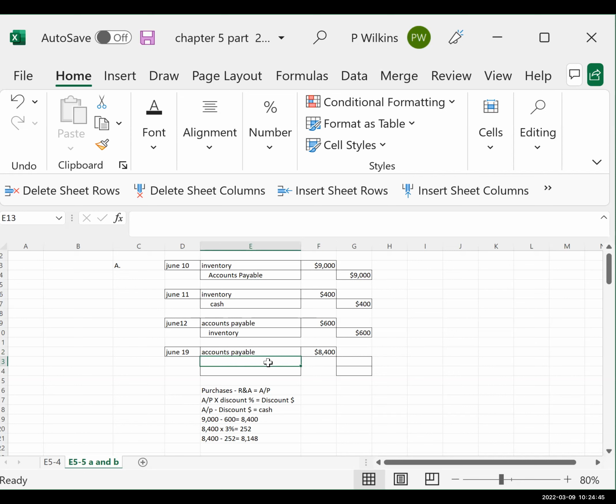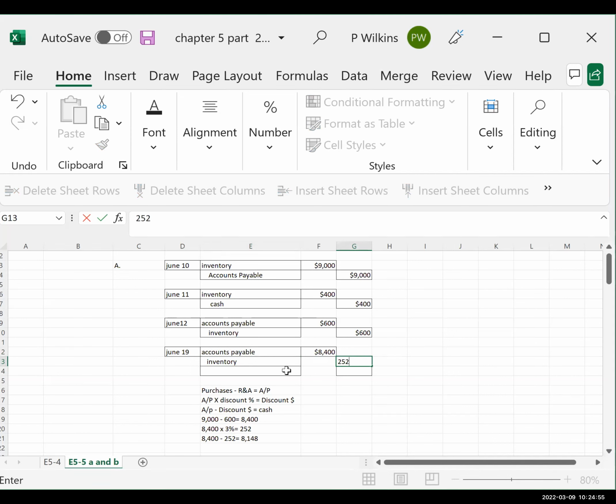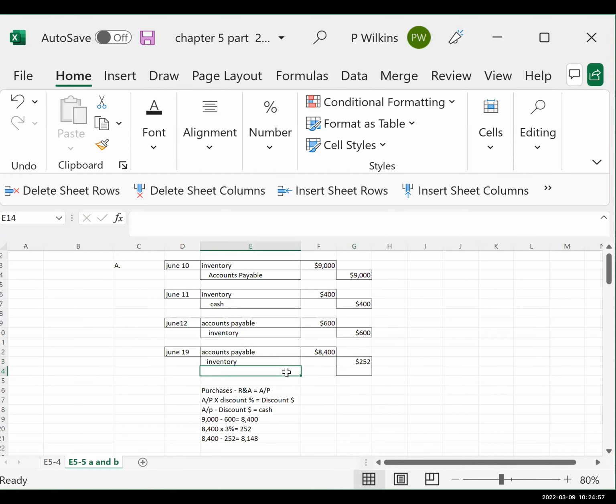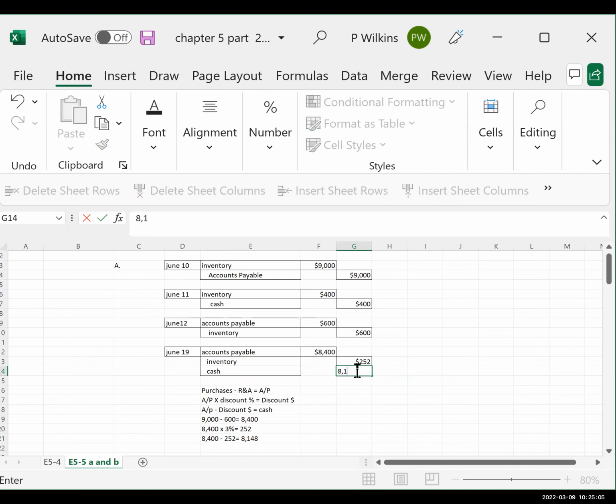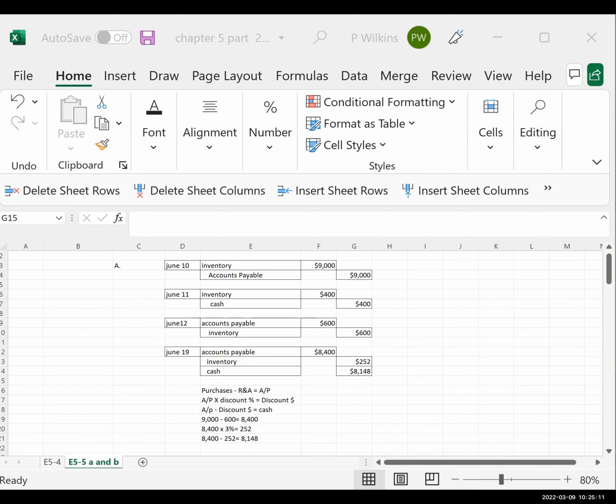We are then going to credit inventory for the dollar amount of the discount, okay? The dollar amount of the discount is $252. And then we are going to credit cash for the amount that we're paying, and that's for the $8,148. So that's the amount that is being paid.